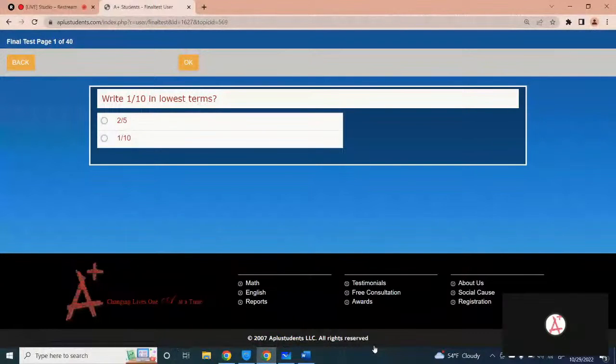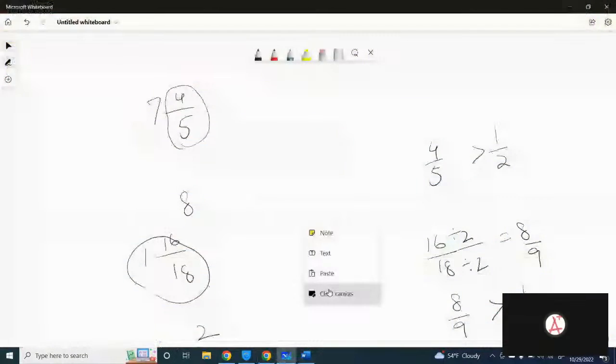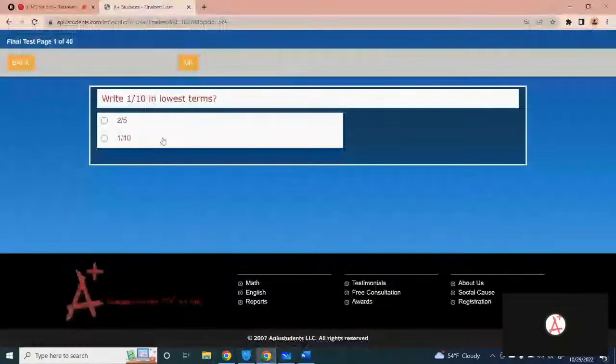Yes, 1 by 10 is already in the lowest form because the numerator is 1 over 10. You have to find a common number that can divide both numerator and denominator. So we don't have any other than 1. So that means 1 by 10 is already in the lowest form. Got it? So just select the correct option and then click on the OK button.